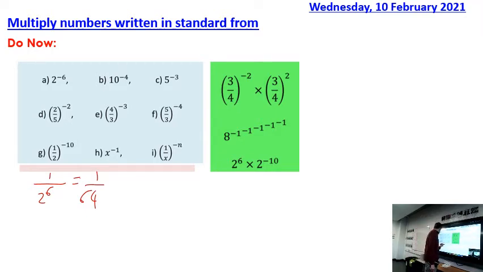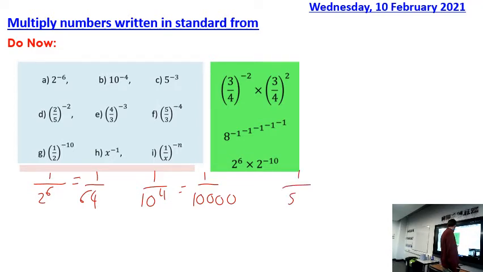B, we have 10 raised to negative 4, that's the same as 1 over 10 raised to 4. Okay, so this is going to be 1 over 10,000. C, this is the same as 1 over 5 raised to 3, which is the same as 5 times 5 times 5, which would be 125.